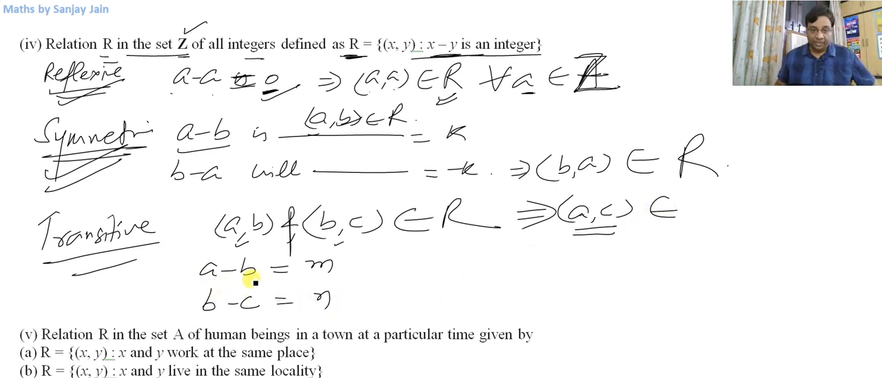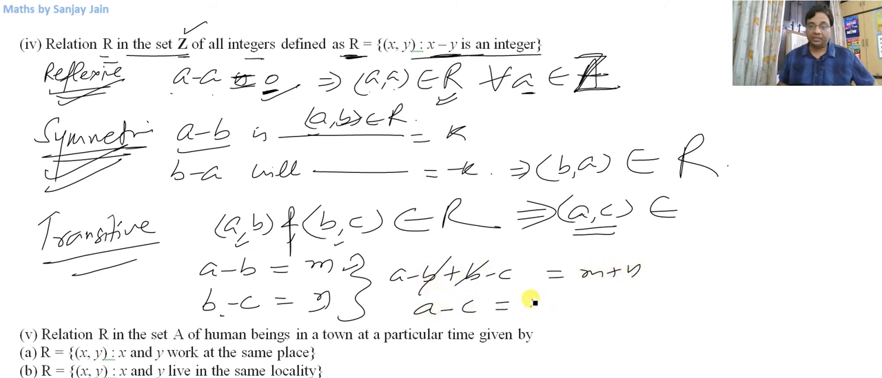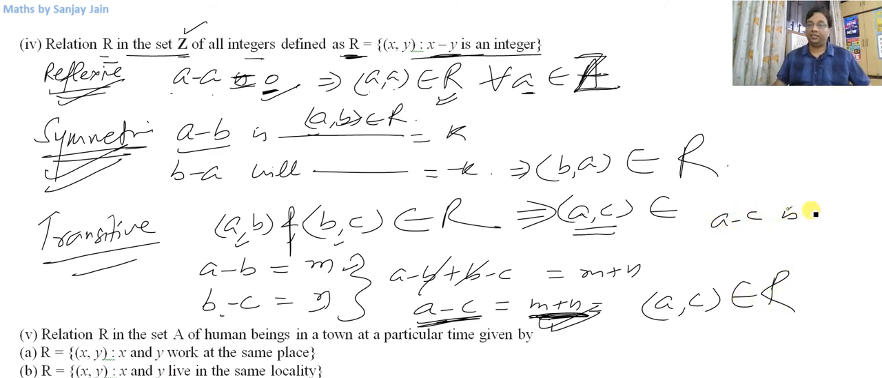So A minus B is an integer M, B minus C is an integer N. If I add these two, then A minus B plus B minus C will be equal to M plus N. And what will it be? A minus C is equal to M plus N, which is the sum of two integers, which is an integer. If you add two integers, that will again give you an integer. So A minus C is an integer, that implies A comma C belongs to this relation R. Hence, I can say this relation is transitive.